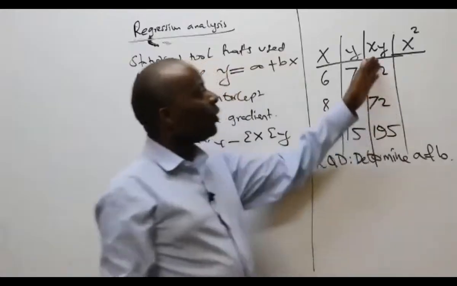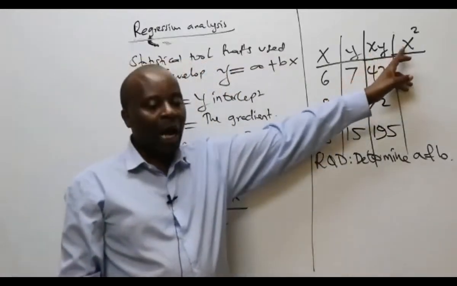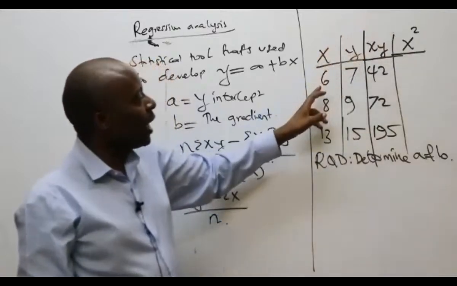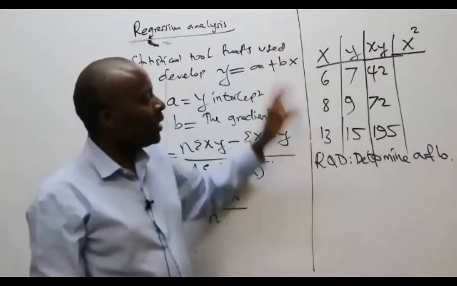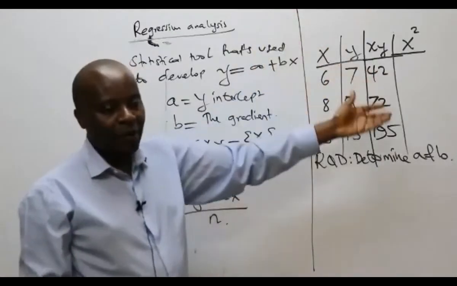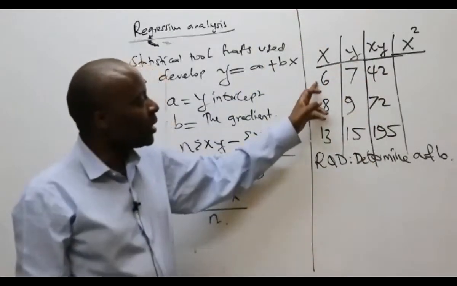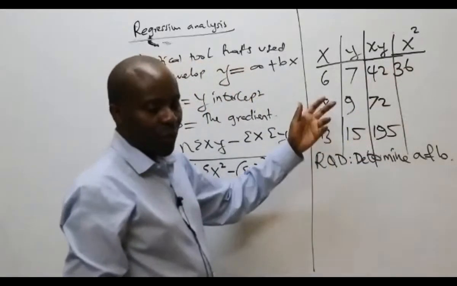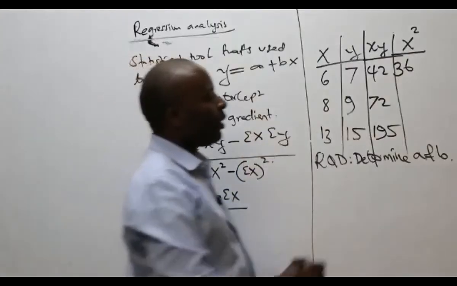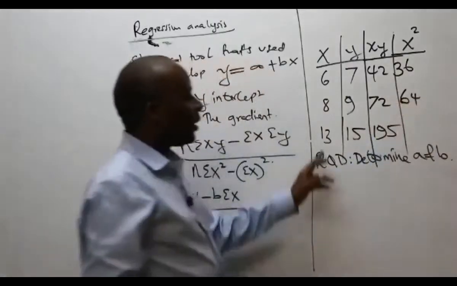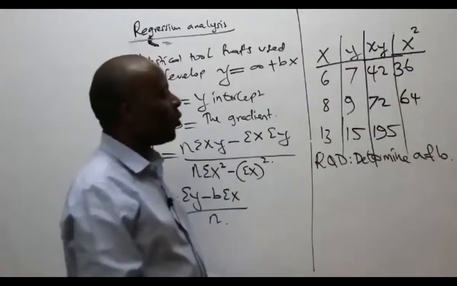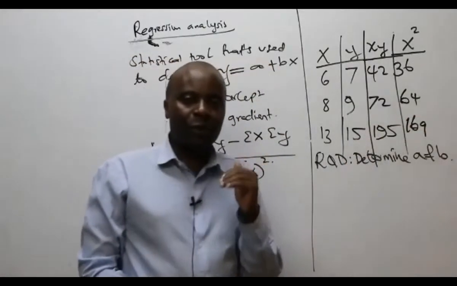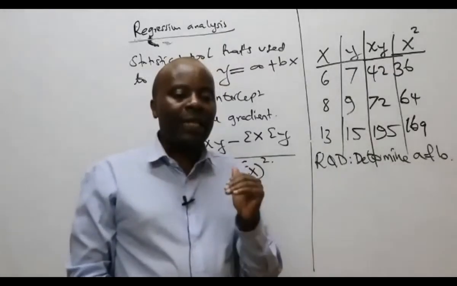195. Once I do this column, I know that the next column is all about squaring x. So x squared, what do we have? 6 squared, 8 squared, 13 squared. So could you kindly give me these figures now? What is 6 squared? This is 36. This is 8 squared, which gives me 64. And then we have 13 squared, which gives me 169.